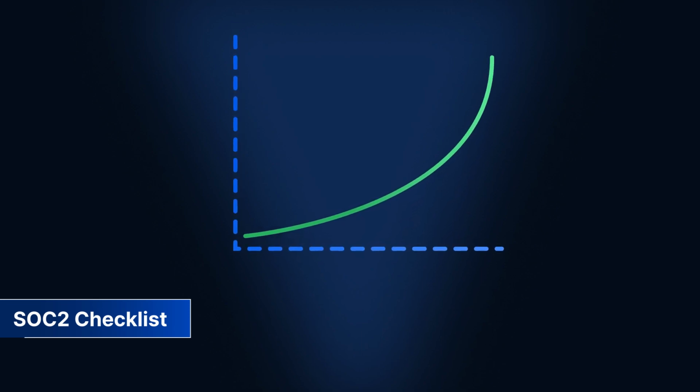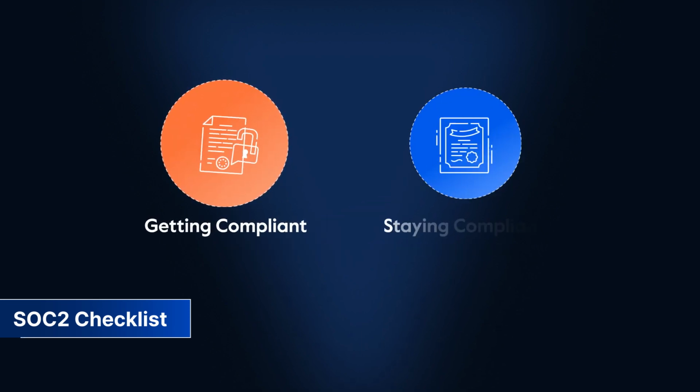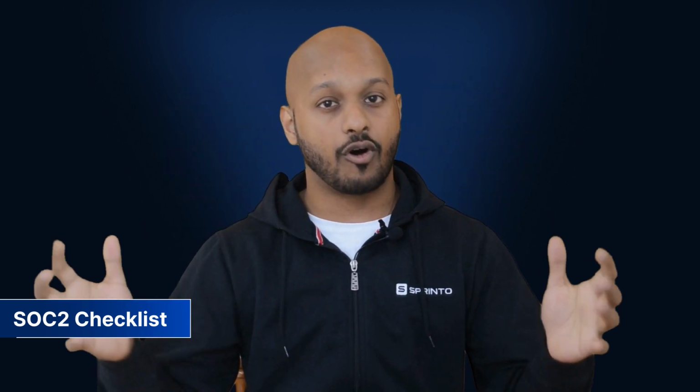The last step is ensuring all the work you've done up to this point continues to scale with you and your organization. Getting compliant is one thing, but staying compliant is just as important. Making sure that all of the processes you've set in place continue to operate even after you've gotten your attestation is just as important.